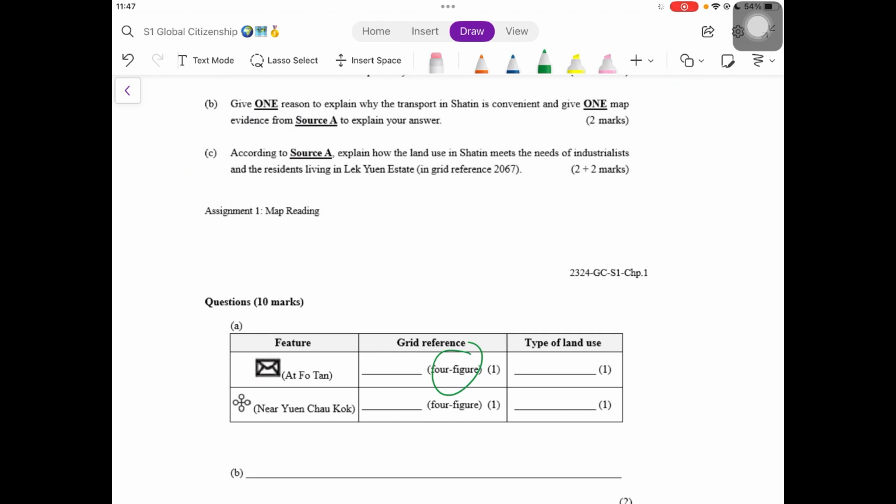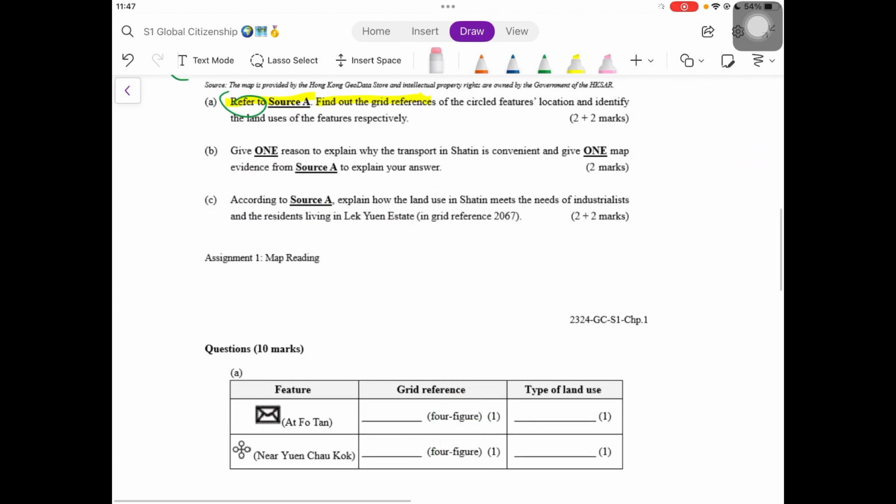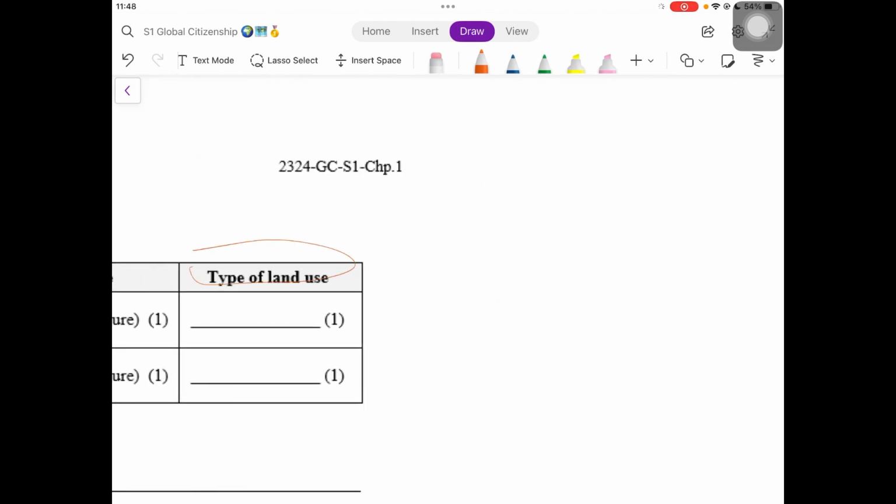We have done the practice before. Time for you to get some practice yourself, okay? And we have to identify the land use of the features. So how many types of land use did we introduce? Do you still remember? Types of land use. You can refer to your textbook.